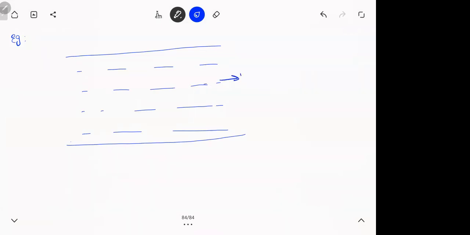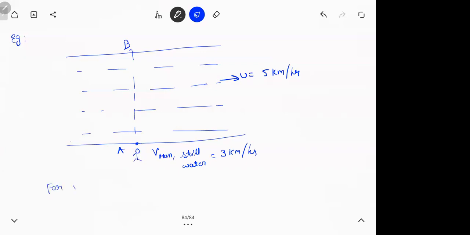So let's say the river is going with you at 5 kilometers per hour. The man here can swim in still water at 3 kilometers per hour. Now, definitely he can't reach B. The river will push him off. So for minimum drift, the question will be like this only: at what angle should he swim for minimum drift?